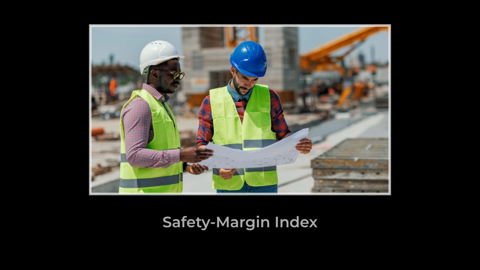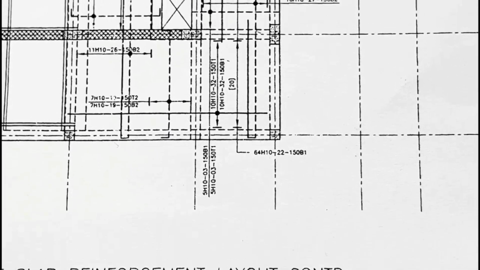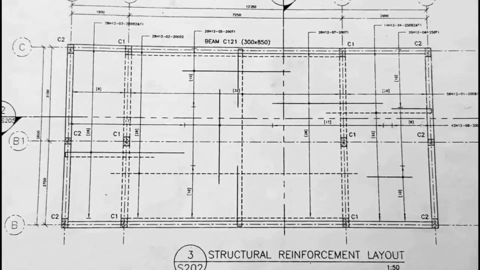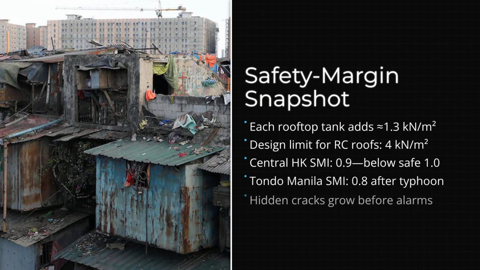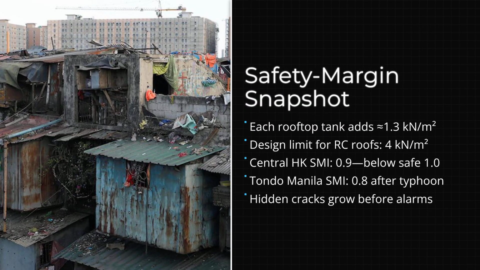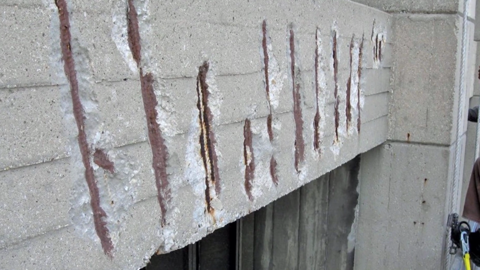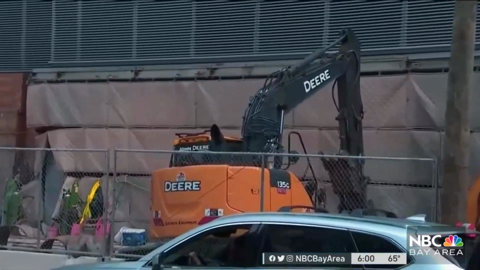To quantify this risk, structural engineers use the Safety Margin Index, or SMI. The SMI combines the ratio of a slab's design load to the total imposed load, including every informal addition, with factors for code compliance, utility capacity, and exposure to wind or earthquakes. When the SMI drops below 1.0, the building is operating beyond its engineered safety envelope.